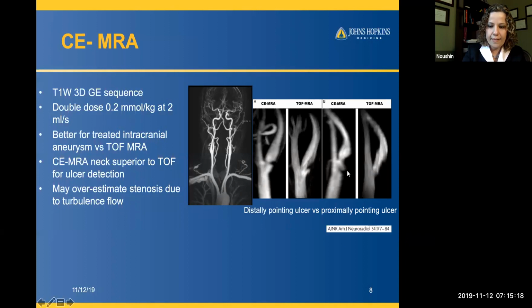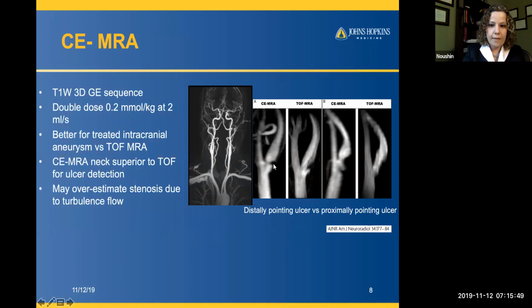But here on this exam, where the ulcer is more proximally pointing, you essentially don't see it on time-of-flight MRA because there's turbulence of the flow within the ulcer, and our imaging doesn't catch that slow and turbulent flow. So contrast-enhanced MRA in the neck is superior to time-of-flight MRA, especially for detection of slow flow, turbulent flow, and ulcerated plaque.